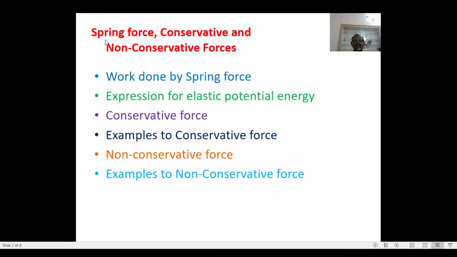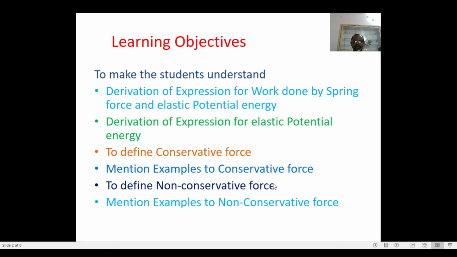In this topic, we will discuss spring force, conservative and non-conservative forces. Point number 1: work done by spring force, expression for elastic potential energy, conservative force, examples of conservative force, non-conservative force, examples of non-conservative force.